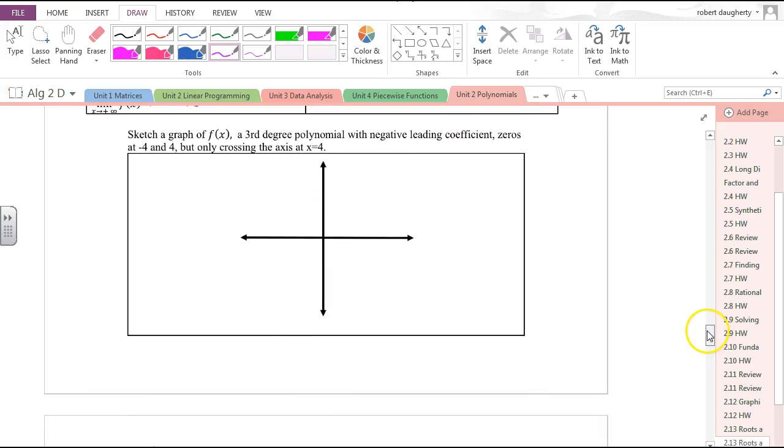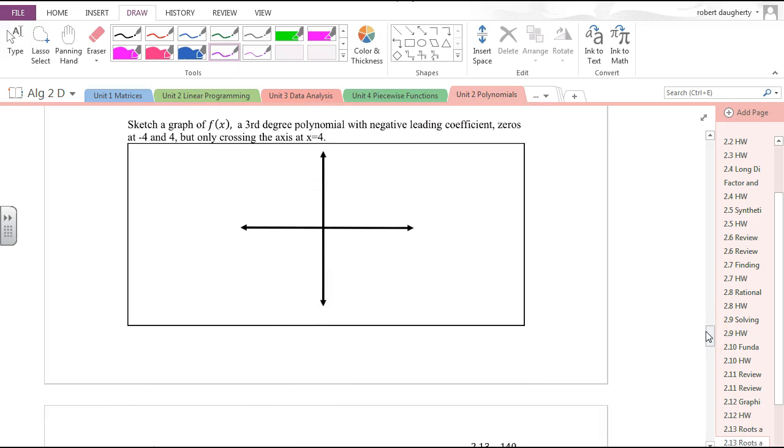So sketch a graph of a third degree polynomial with a negative leading coefficient, zeros at -4 and 4, but only crossing the axis at x equal 4. So f of x equals x plus 4, that has to be a factor because of -4, and x minus 4, okay? These are the two factors. This corresponds to the root at x equal -4. This corresponds to the root x equal 4. It only crosses the axis at x equal 4.